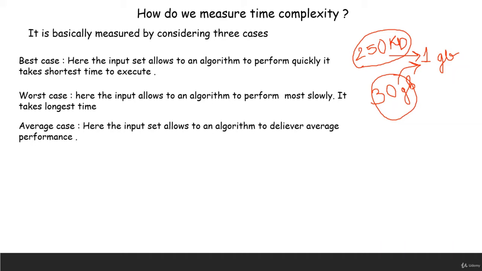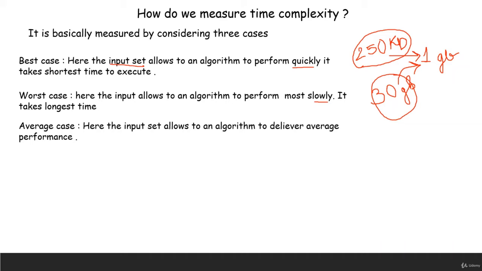It first takes into consideration the size of the input set, and then it allows an algorithm to perform either quickly or slowly. And on that basis, it is decided whether it is a best case or a worst case.